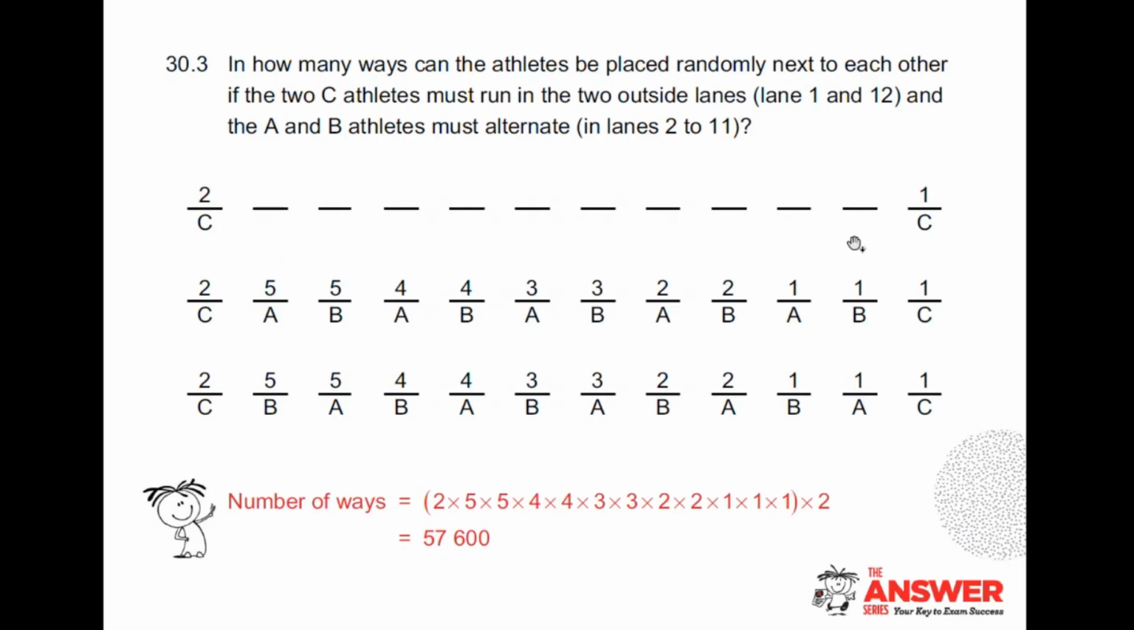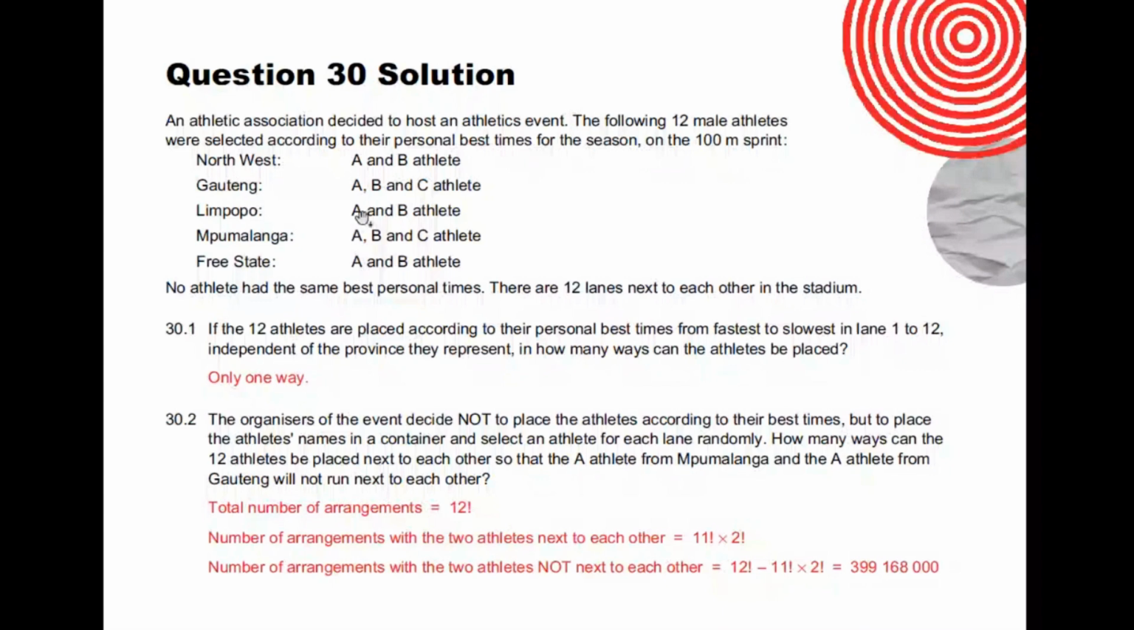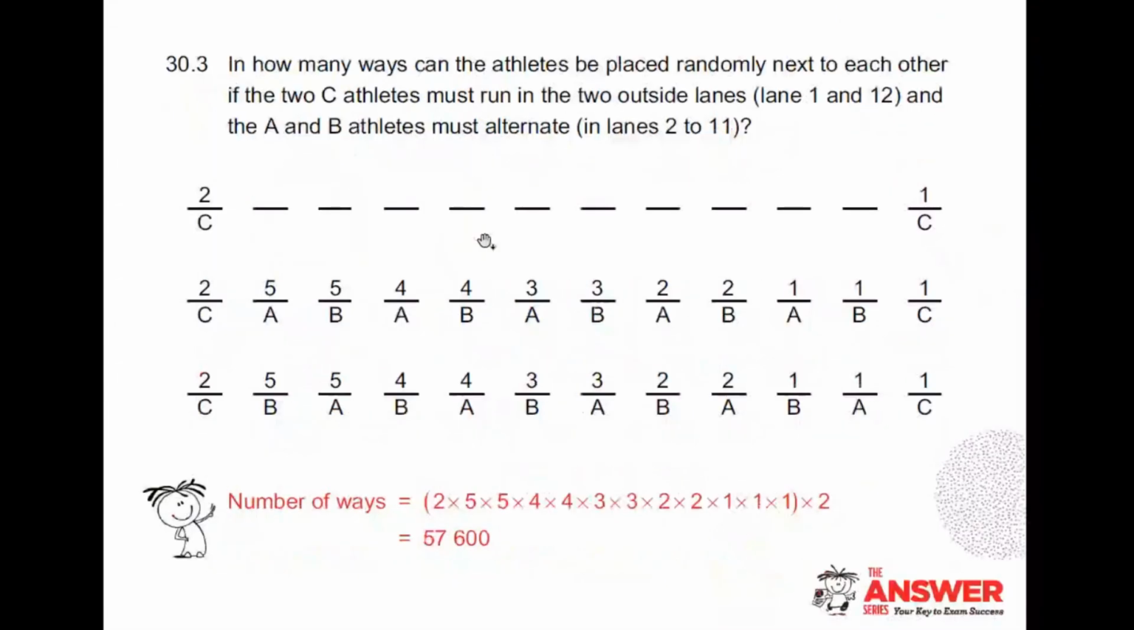The A's and B's must alternate. So it could be A, B, A, B, A, B, A, B, A, B. How many A athletes are there? 5, because there were 5 provinces. So there are 5 A athletes, 5 B athletes. Then 4, 4, 3, 3, 2, 2, 1, 1.